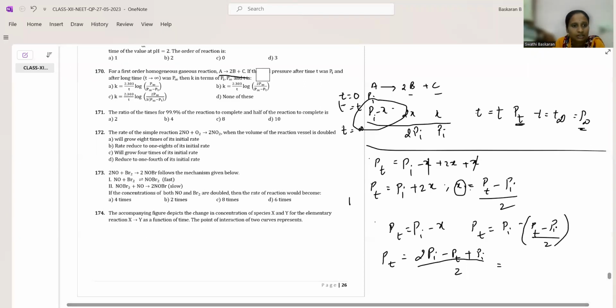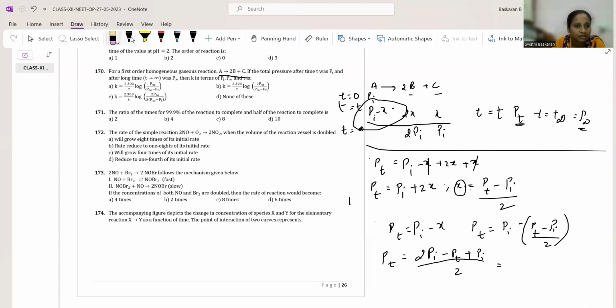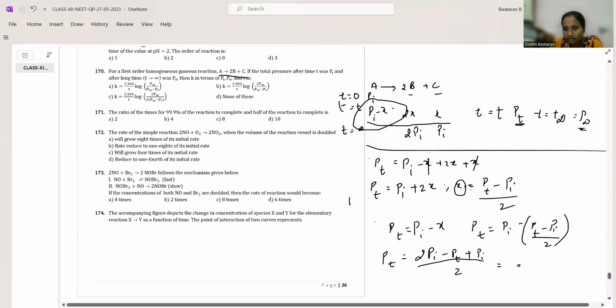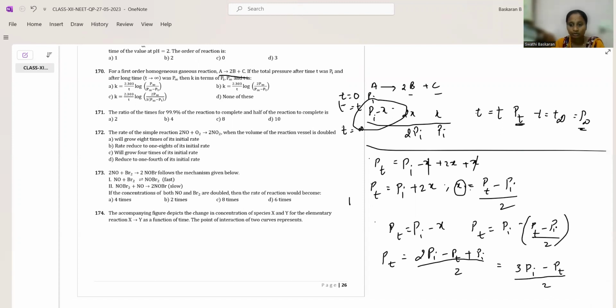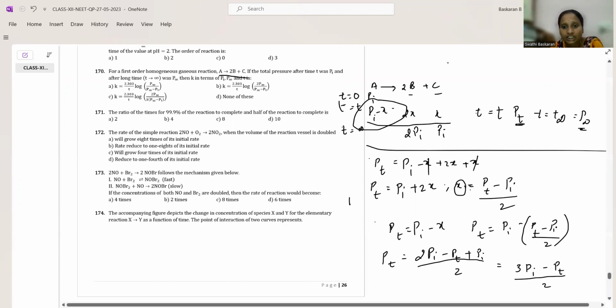So what you have got, students? You have got Pt is equal to 3 Pi minus Pt by 2. Now this is the value of Pt. Similarly, we will also determine P infinity. When time t is equal to infinity, the total pressure, that is pressure at infinite time, will become 2Pi plus Pi, which is equal to 3Pi, right?